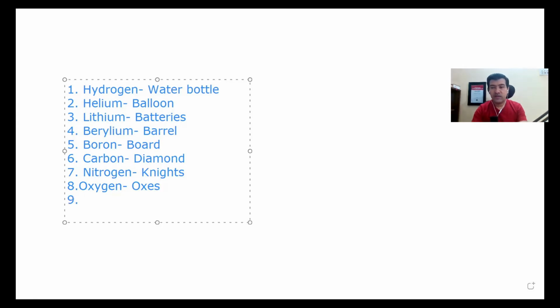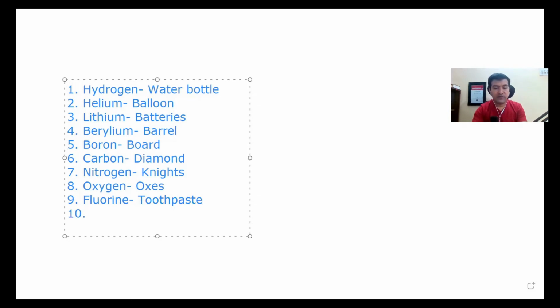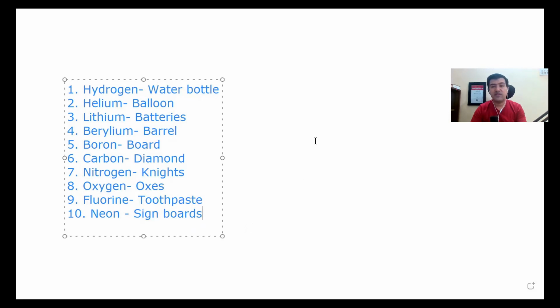Coming to the next one, fluorine. I've told you, using toothpaste, right? And the 10th and final one of the first 10 elements is neon. Neon is used in cyanide. Okay. So what you can do, you can take all these keywords and make a story.